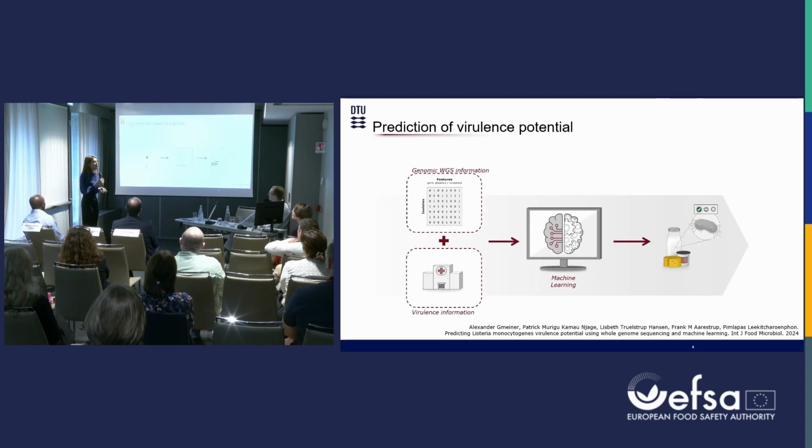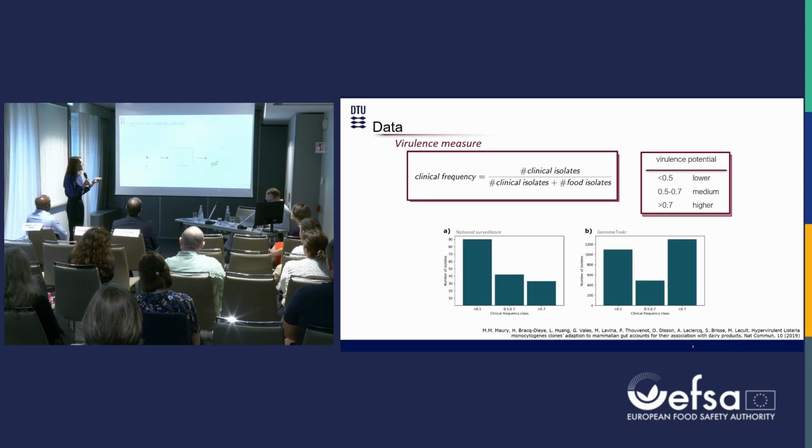In order to use sequencing for machine learning, of course, you need to have sequencing data. And we have whole genome sequencing data of the Listeria monocytogenes. But it's not enough to have sequencing data, you need to have an outcome for the sequencing data. What is it? Of course, the Listeria, but what is the virulence potential of that sample? Patrick also gave you a little bit on the virulence potential that we use.